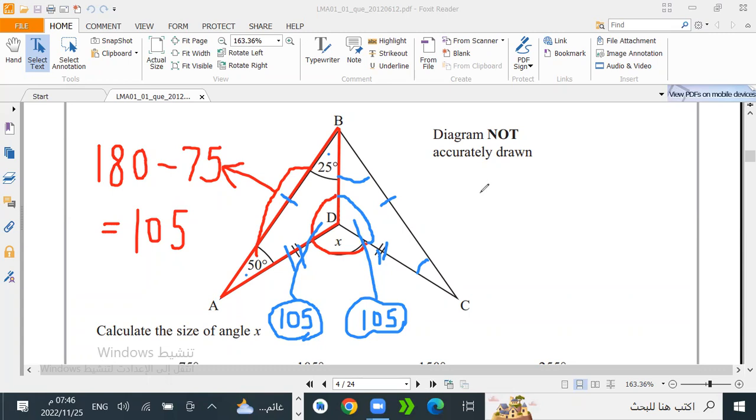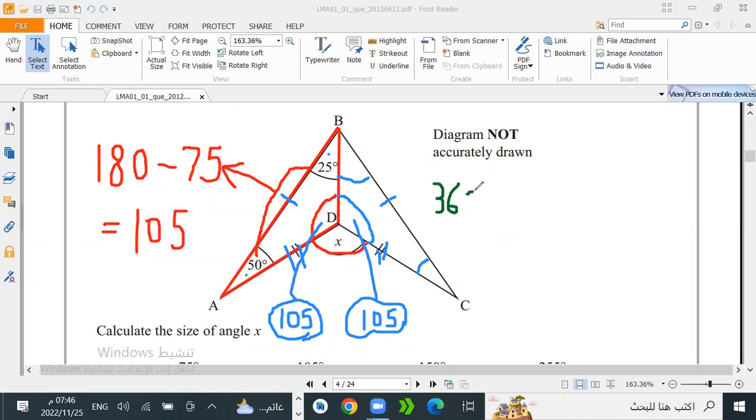Why 360? Because angles around a point equal 360. So we say 360 minus 210. Very good.